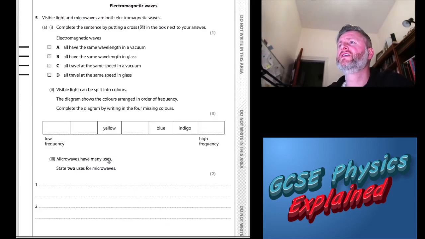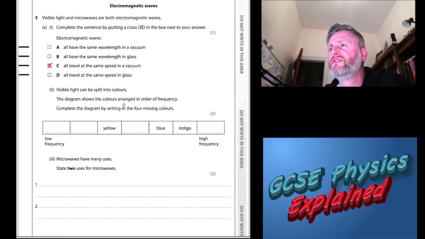Visible light and microwaves are both electromagnetic waves. Complete the sentence by putting a cross in the box next to your answer. Electromagnetic waves all have the same wavelength in a vacuum? Nope. Some of them are longer, some of them are shorter. It doesn't matter where they are, whether they're in a vacuum or not. All have the same wavelength in glass? Nope. All travel at the same speed in a vacuum? Correct. All travel at the same speed in glass? Nope.